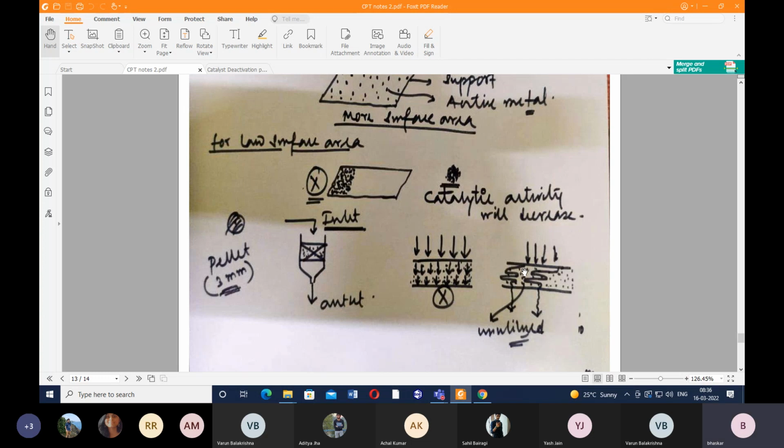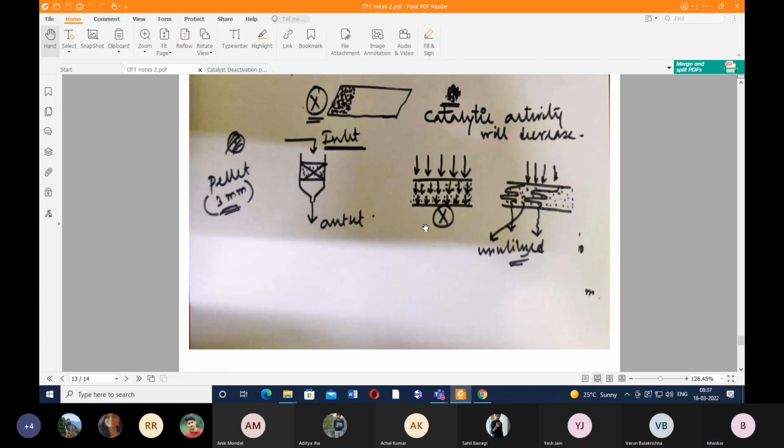Okay, maldistribution of flow. That means we have gas molecules following a tortuous path. So this is called the maldistribution of flow. In industry, we don't want this. In order to avoid that, we make pellets and we disperse these pellets in a bed. Maybe we can have several layers like this made up of pellets, and with these pellets we carry out the reaction, and as a result we get higher productivity.